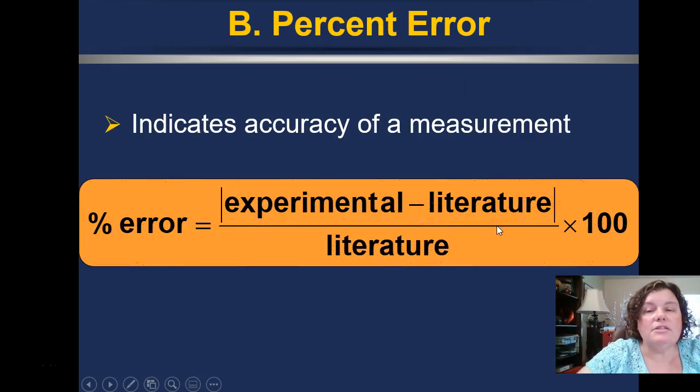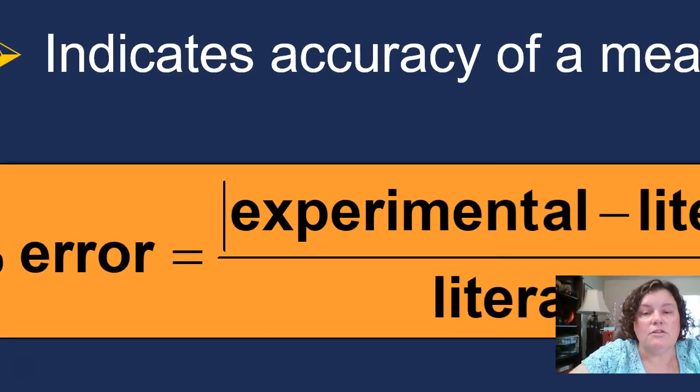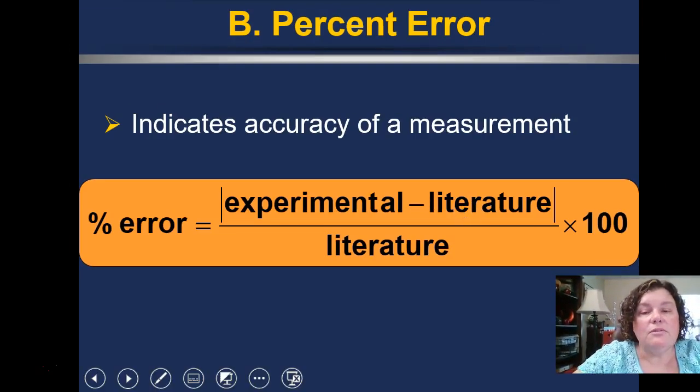Now, there's a way to determine how accurate you are, and it's called percent error, and there is a calculation that you can do in order to perform this. Now, notice that you have these absolute value bars showing up on here, and the absolute value means that no matter what you get, you're going to have a positive number.